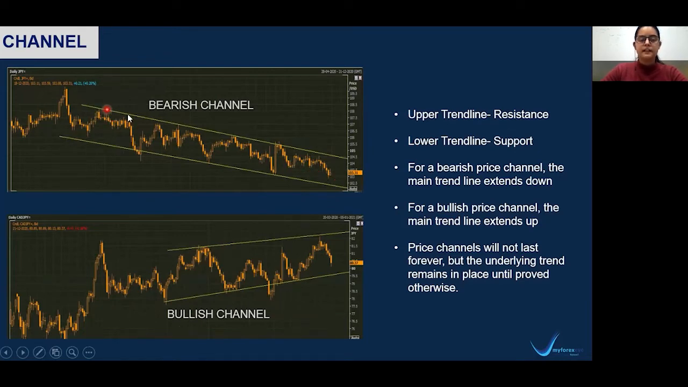The upper trend line is the resistance and the lower trend line is support. Here the resistance is this line and support is here. For a bearish channel, the main trend extends down, and for a bullish channel, the main trend extends up. Well, price channels do not last forever, but the underlying trend, that is downtrend or uptrend, remains in place until the support or resistance is breached.